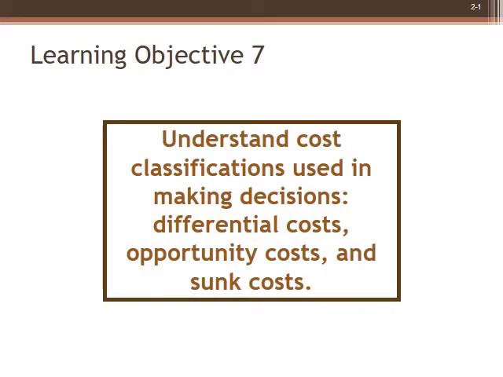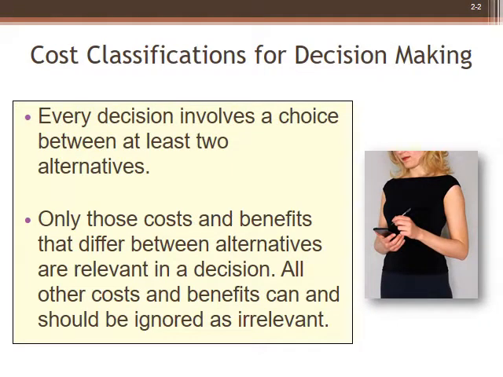Okay, the next one is understand cost classification used in making decisions: differential cost, opportunity cost, and sunk cost. And the cost classification for decision making. Every decision involves a choice between at least two alternatives, and the goal of making decisions is to identify those costs that are either relevant or irrelevant. And in making the decisions, those costs that are not relevant should be ignored.